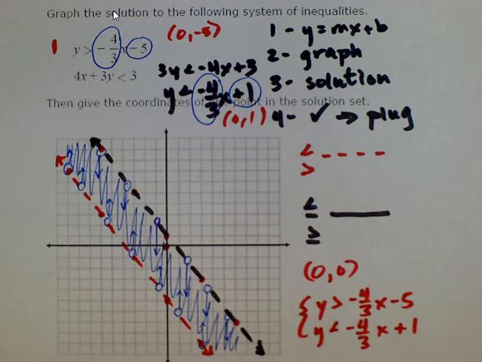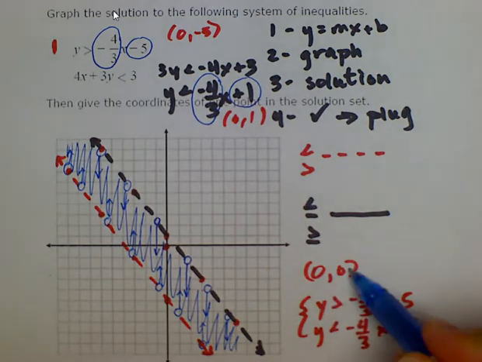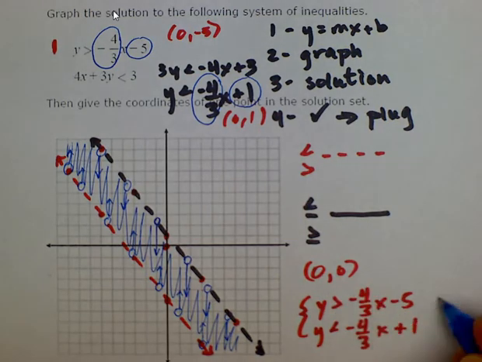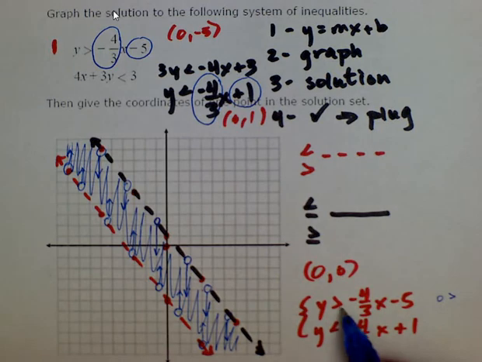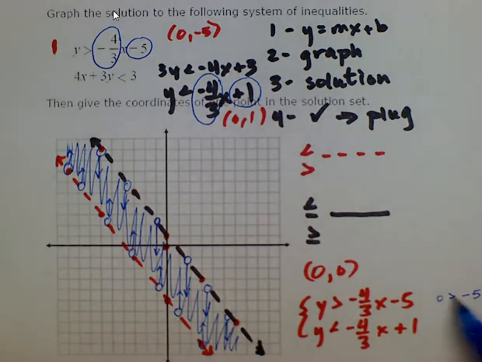When we plug 0 in for y and 0 in for x, here we would get 0 is greater than 0 times negative 4/3 is 0, minus 5 is negative 5. And we see that 0 is greater than negative 5. That checks out. And then 0, 0 here again, we would plug in 0 for y is less than negative 4/3 times 0 is going to be 0, add 1, and we get 0 is less than 1, which also checks. And we are done.